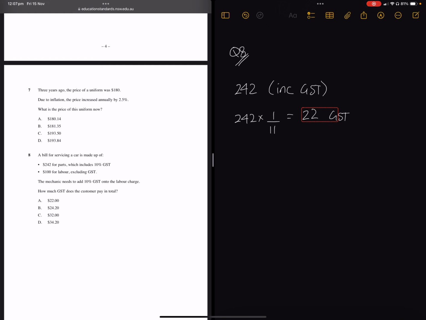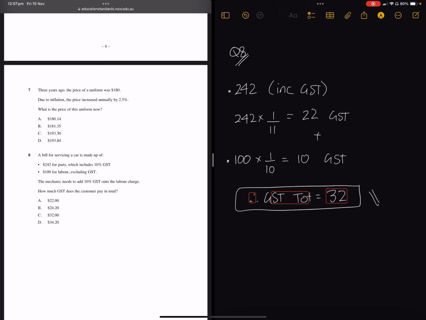There's $100 for labour. This does not include GST. So this was parts, this is labour. So we need to find 10% of this, multiply by 1 on 10. This is 10 GST. So parts 22, labour 10. So therefore the GST total is going to be 22 plus 10, which is $32. So GST total is $32 exactly, and this is C. So the answer to question 8 is C.